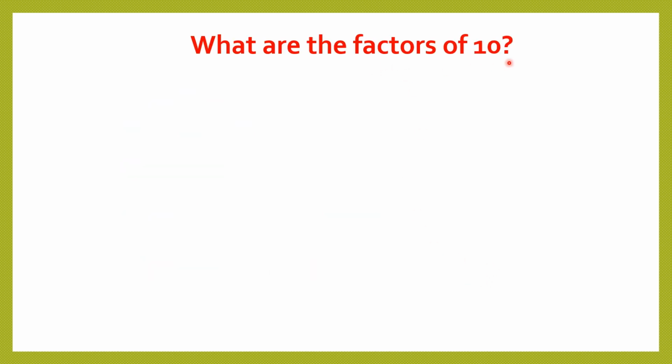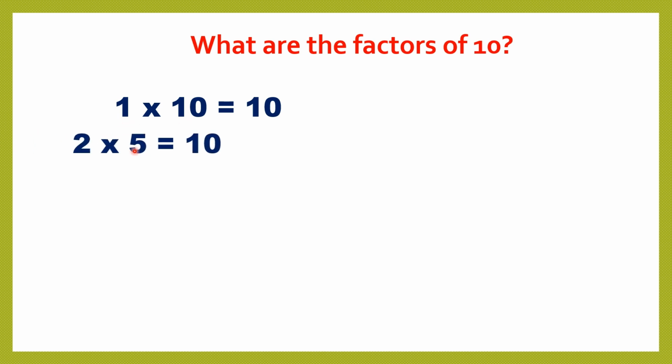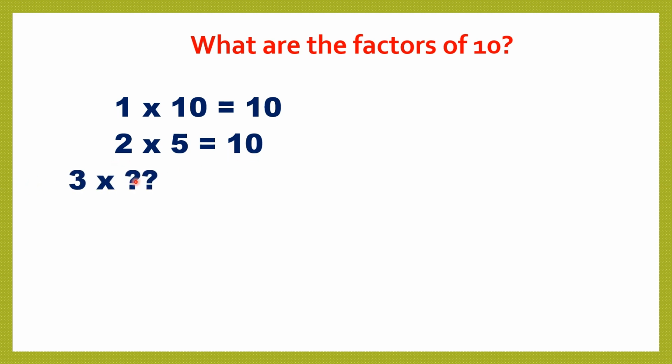Let's try the factors of 10. Again start with 1. 1 into 10 will give us 10. So 1 and 10 are the factors of 10. We finished with 1, go to 2. 2 into 5 also will give us 10. Let's go to 3. 3 into what will give us 10? Nothing. So let's strike it off. Let's go to 4. 4 into what will give us 10? Nothing. So strike it off.